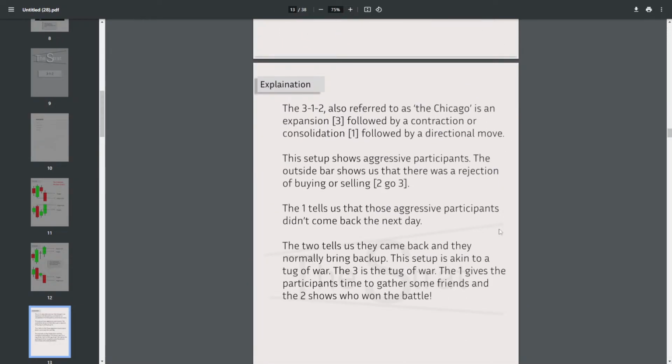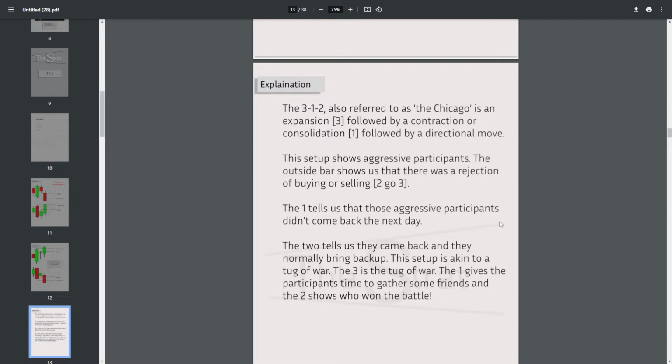So the 3-1-2 is also referred to as a Chicago, and it's an expansion or a 3. And the reason the 3 is an expansion is because it took out both sides. The range just got bigger, made a new low and a new high. So we can consider that an expansion of price. Followed by a contraction or a consolidation, which is a 1. So you have expansion going outside the range, and then a contraction going inside that range. And then it's followed by a directional move.